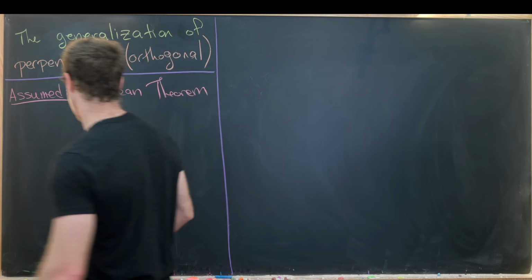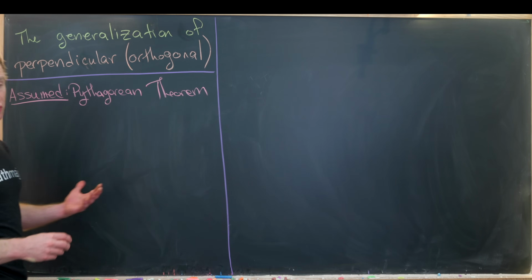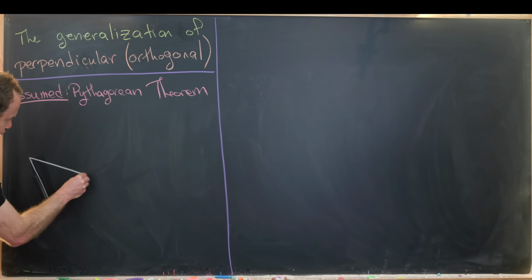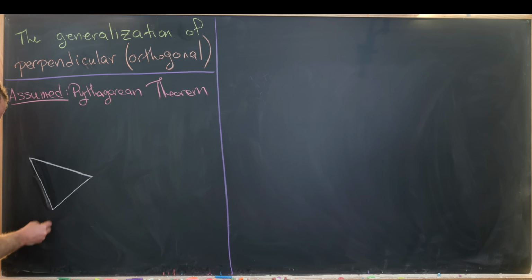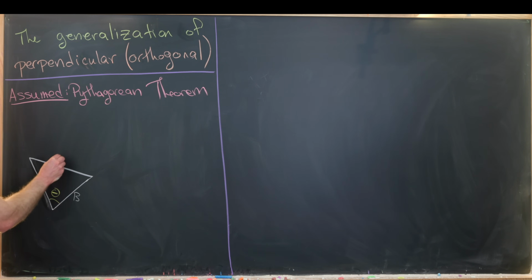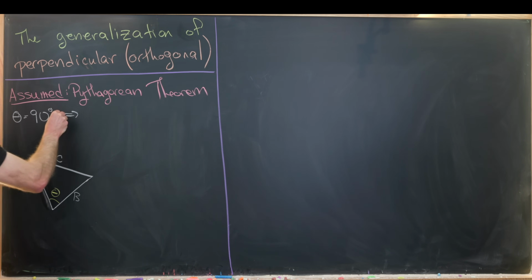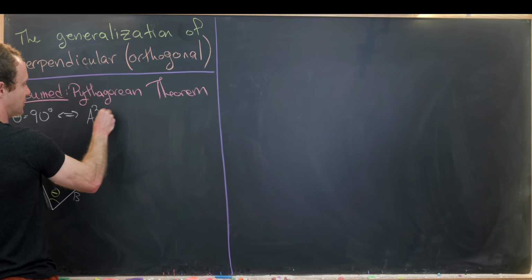So let's recall that the Pythagorean theorem is about triangles. So let's say we've got a triangle like this. So I'll draw it like this. And I'll put an angle here. Maybe I'll call this angle theta. And then maybe I'll also label the sides of this triangle. Let's say this side length is capital A, this side length is capital B, and this side length is capital C. And then the Pythagorean theorem says that theta equals 90 degrees if and only if A squared plus B squared equals C squared.